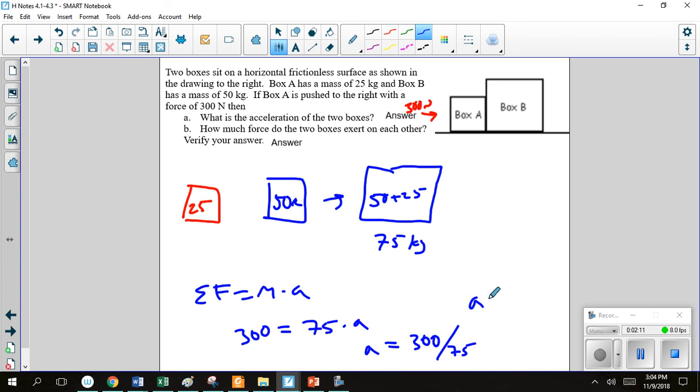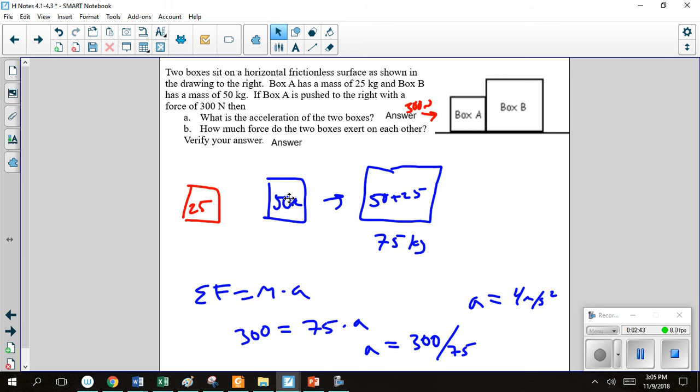So our acceleration is a nice 4 meters per second squared. Easy enough. But what about how much force these boxes exert on one another? This goes back to Newton's third law. What I like to do is look at the larger mass, the 50 kilogram one right here, because it is going to push back on the 25, and the 25 needs to push back with this.